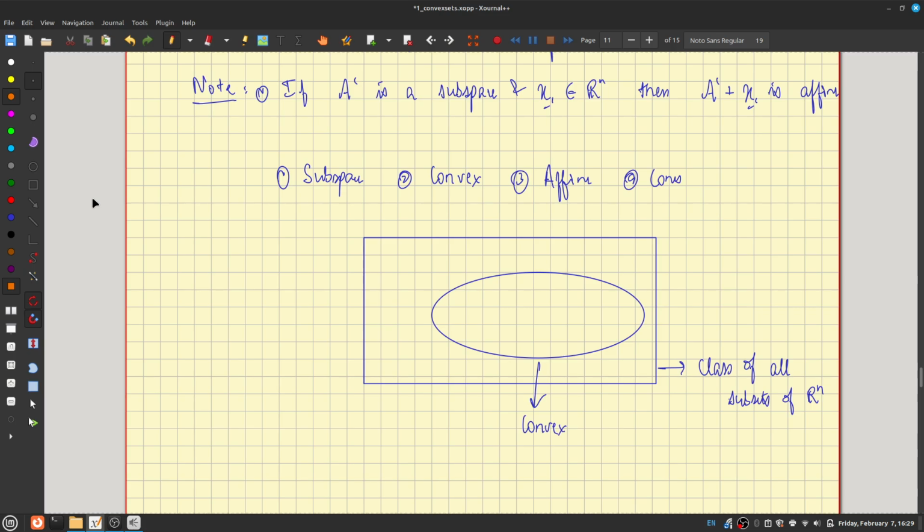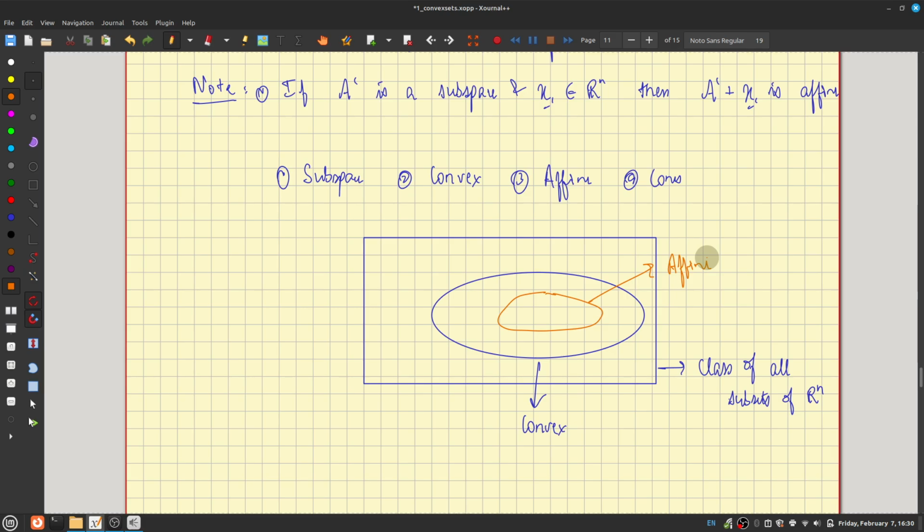So the question is again, is every affine set convex? Yes. Anybody who doesn't agree with it? How many of you agree with the fact that every affine set is convex? Okay, almost everybody has raised their hand. So every affine set is guaranteed to be convex. All right, so this is the class of all affine sets. So this part is fine, right?